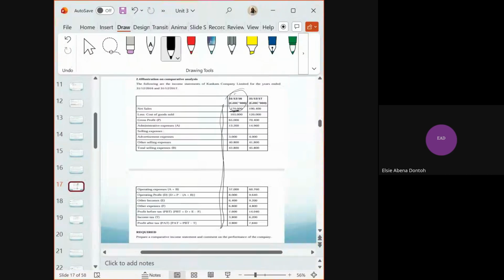Cost of goods sold. What will we do for cost of goods sold? So the first thing is to find the difference. So 105,000 less 120,000. Is it an increase or a decrease? I won't calculate here. You guys have to speak. It's an increase of what amount? It's an increase of 15,000. So then divide it with the figure for the base year, which is 105,000 times 100. What's the percentage?